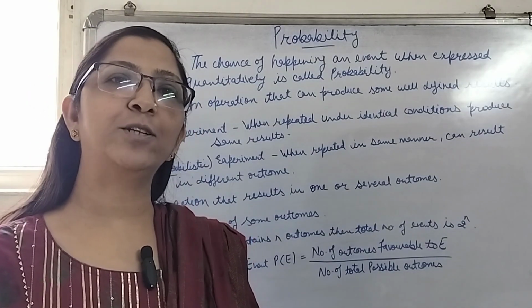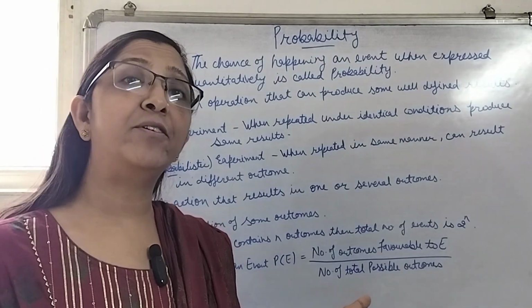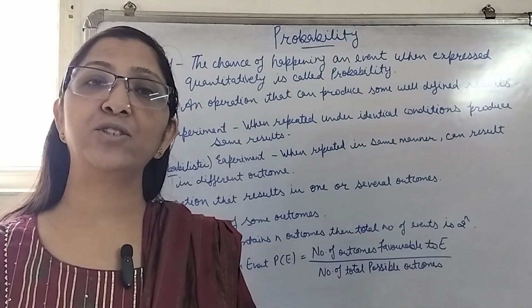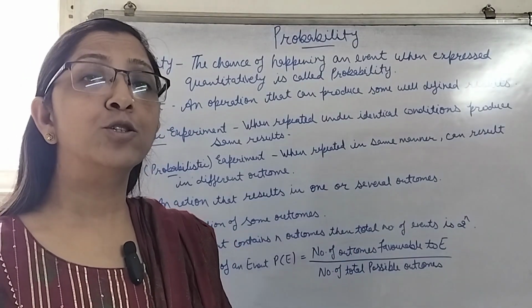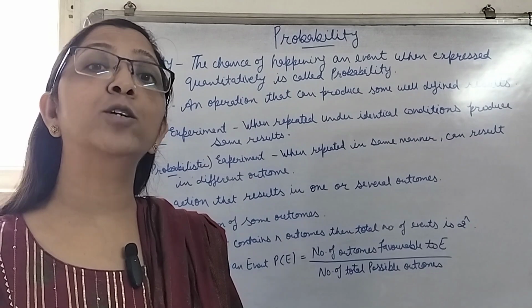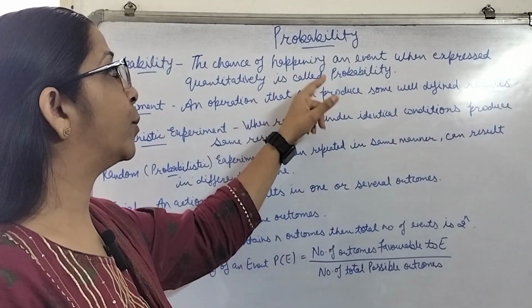We have seen in our day-to-day life people saying that there is a 70% chance that India will win the match today, or a 30% chance that it is going to rain today. So whenever we are representing the chance of happening of any event quantitatively, it is your probability.